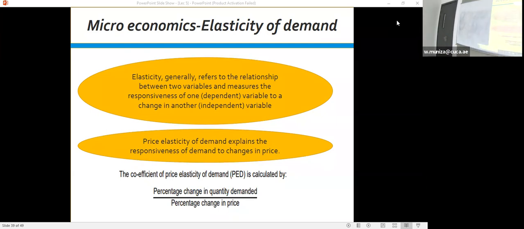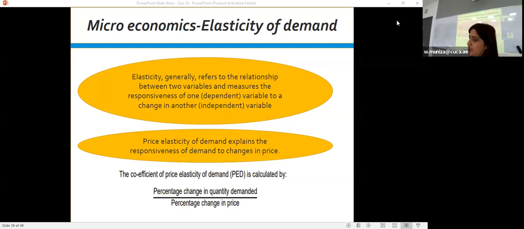So they say elasticity generally refers to the relationship between two variables and measures the responsiveness of one dependent variable to the change in another independent variable. How one variable is getting affected by the other variable is elasticity, okay? And price elasticity of demand explains the responsiveness of the demand to the changes in prices. When we are changing the prices, what response does the demand show? This is known as elasticity of demand.